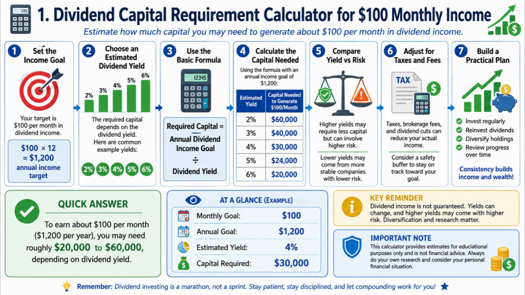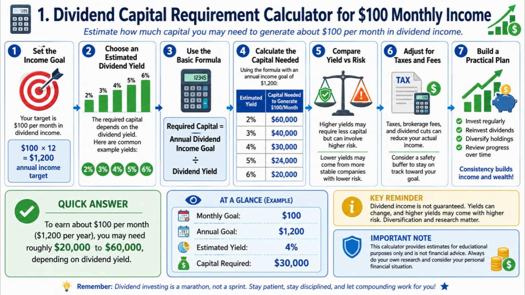However, it is also important to compare yield with risk. Higher yields may look attractive because they reduce the capital requirement, but they can also come from companies or funds with greater business risk, unstable earnings, or less reliable dividend payments. In contrast, lower yields may come from stronger, more stable companies, but they require more capital to generate the same income. Therefore, investors should not chase yield blindly and should always consider dividend safety and company quality.